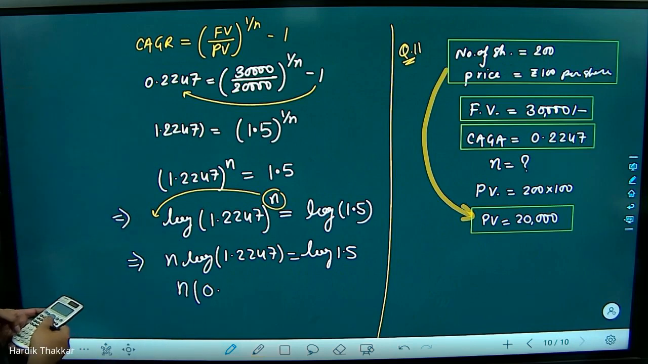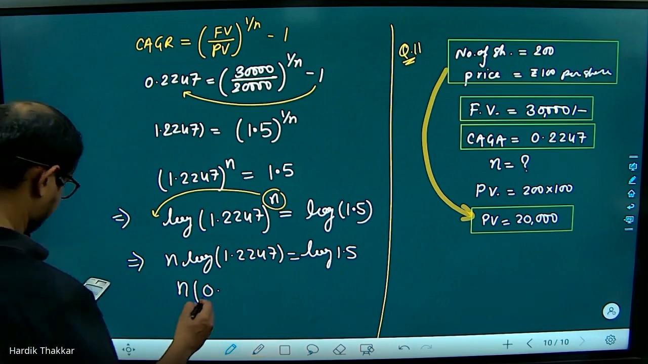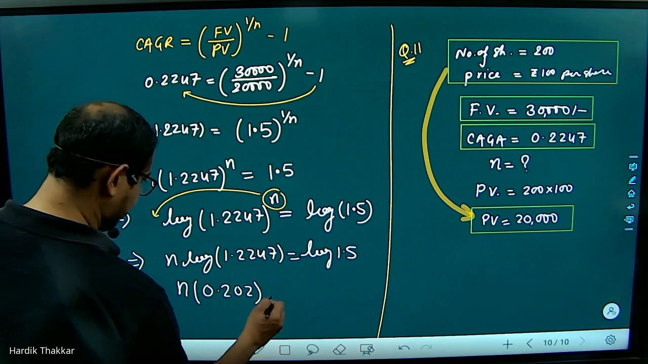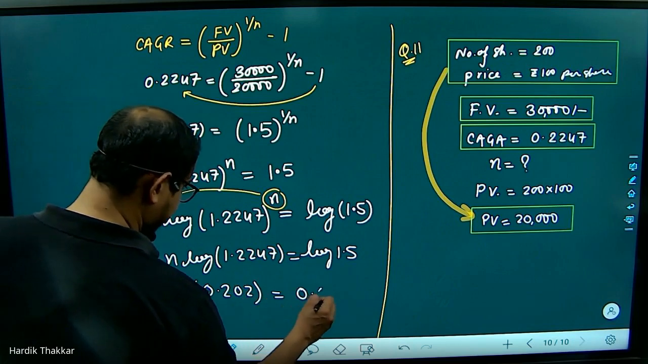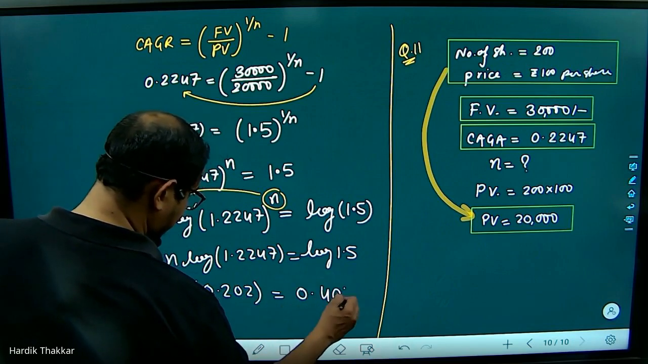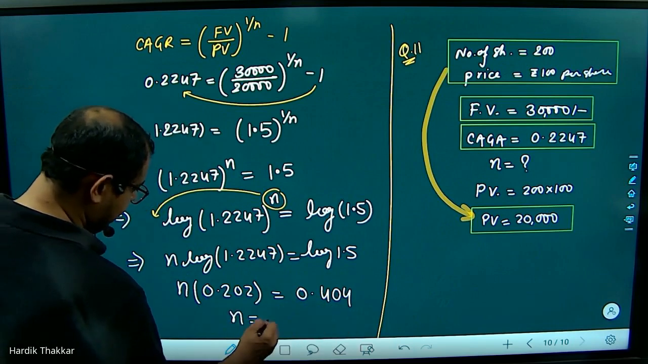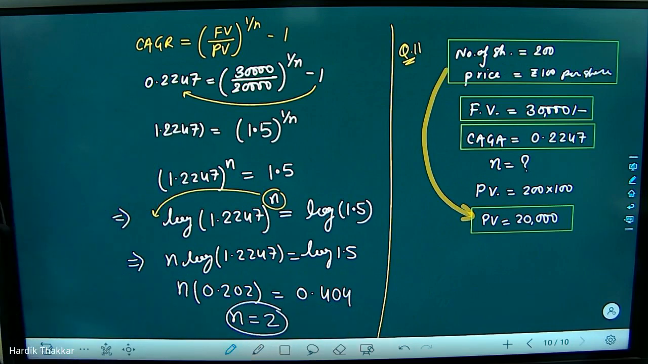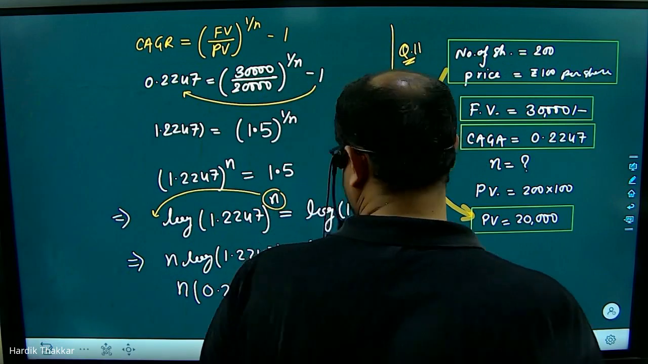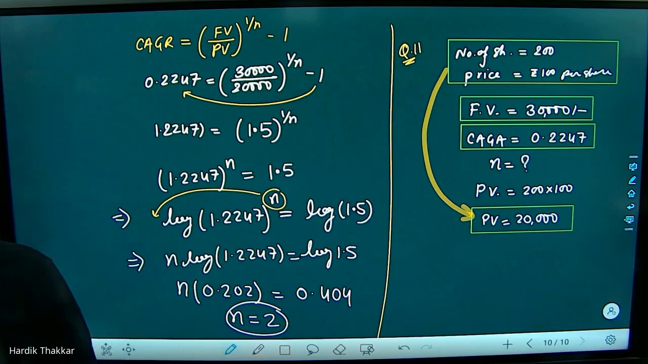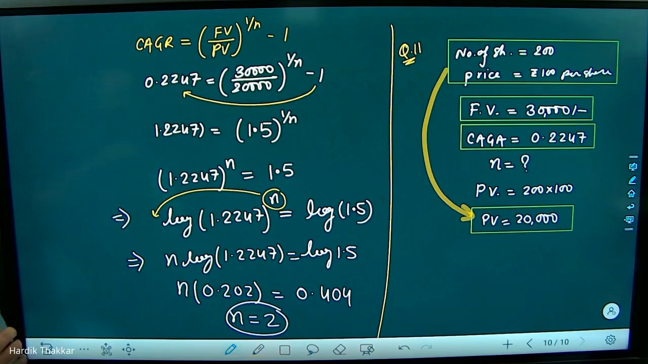log 1.2247 It is, yes, 0.202, and log 1.5 is approximately 0.404. So when you divide, you will get n is equals to 2. Okay. Shemi, is it clear? Yes, sir. Okay. Now let's start the depreciation.